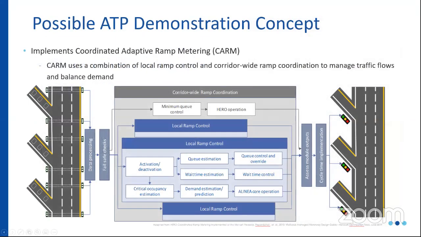So the concept that we're looking at right now is derived from a concept that was developed in Australia about 10 years ago. There it's called managed motorways. Here it's often referred to as managed freeways or smart freeways. And in particular, we're looking at the element of that that's known as coordinated adaptive ramp metering.